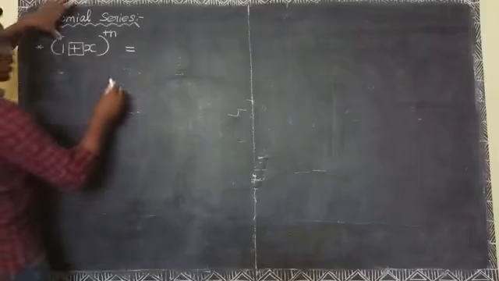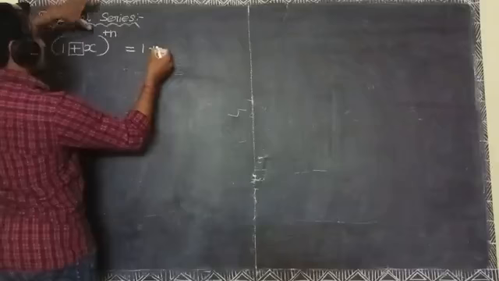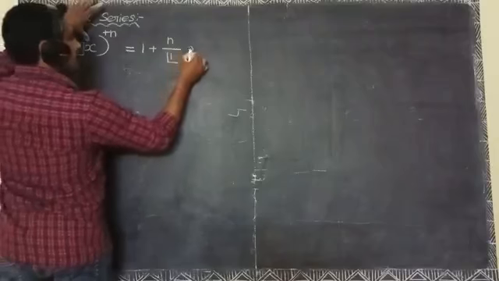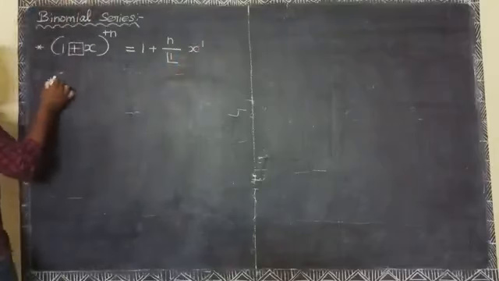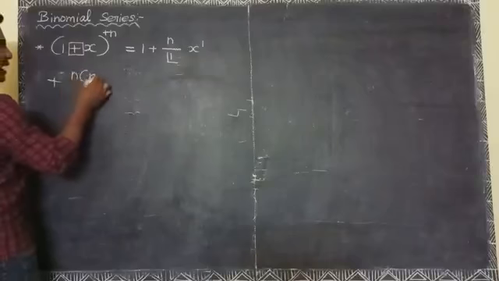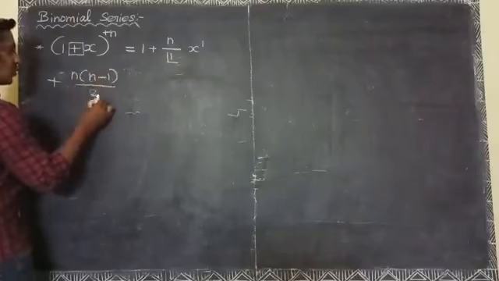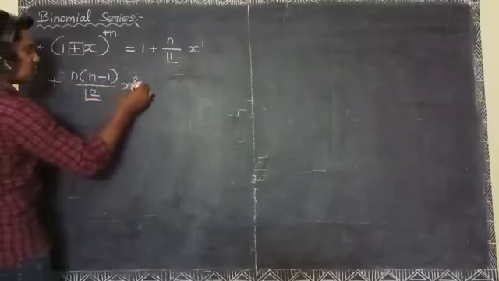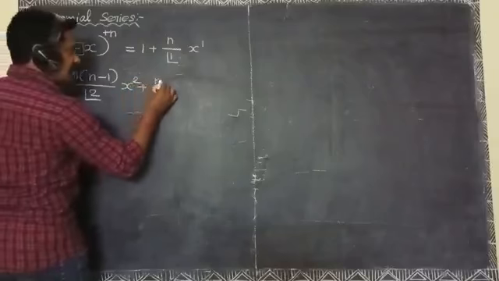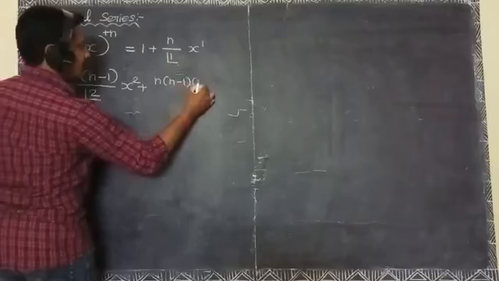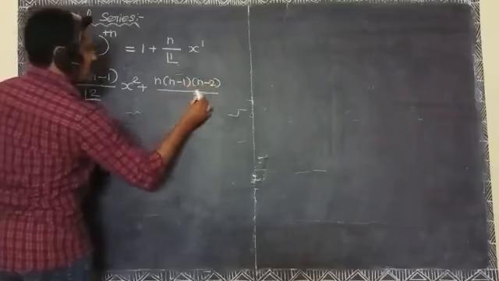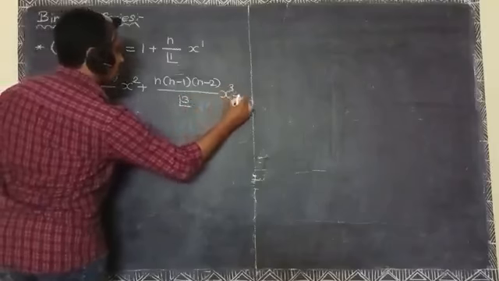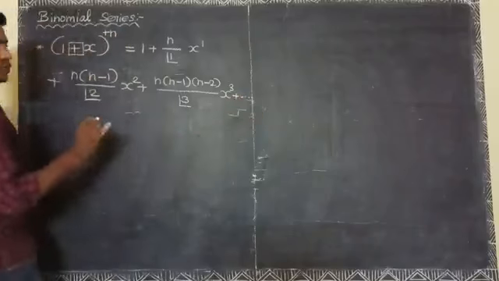It means 1 plus n divided by 1 factorial into x power 1, plus n into n minus 1 divided by 2 factorial into x square, plus n into n minus 1 into n minus 2 divided by 3 factorial into x power 3, plus and so on.